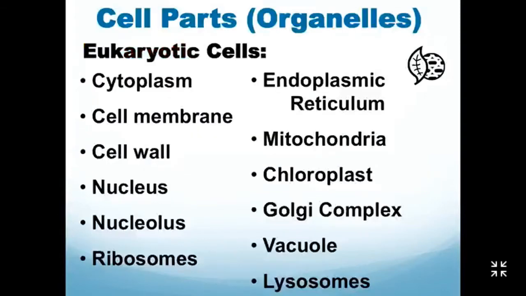Now let's proceed to the parts of the cell, or what we call the organelles. Organelles are also called little organs. The parts of the cell are the cytoplasm, cell membrane, cell wall, nucleolus, ribosomes, endoplasmic reticulum, mitochondria, chloroplast, Golgi complex, vacuoles, and lysosomes. I will be discussing these one by one for you to be able to understand them clearly. I also have some illustrations for you.